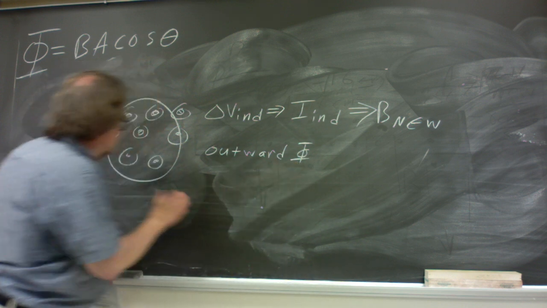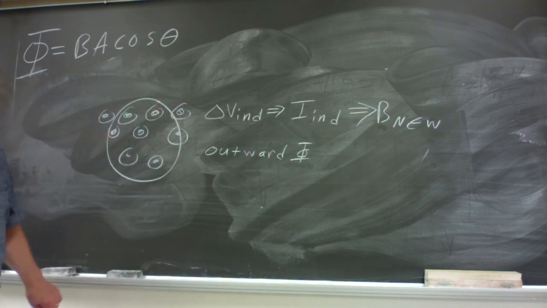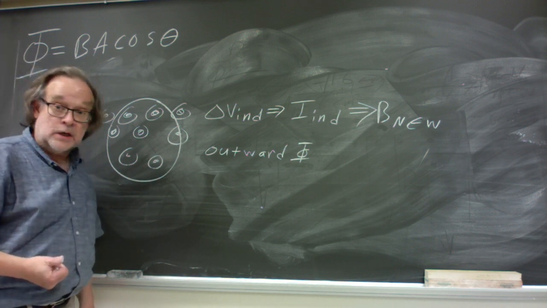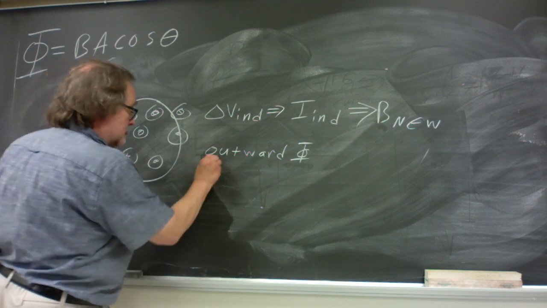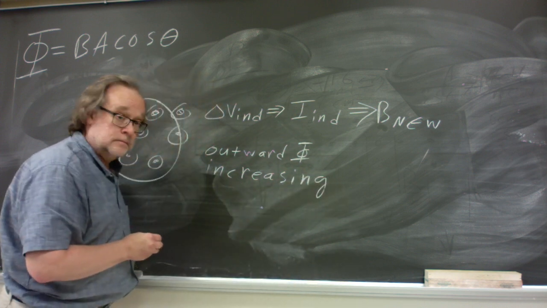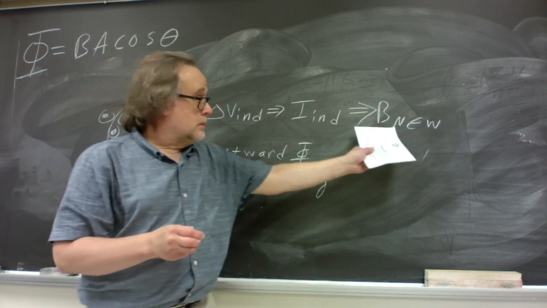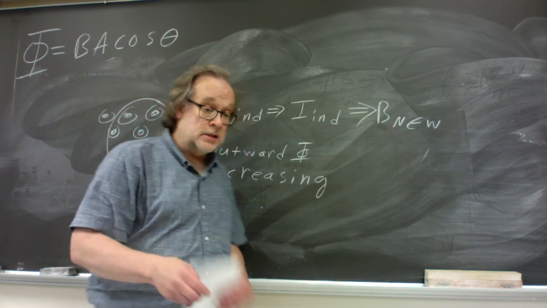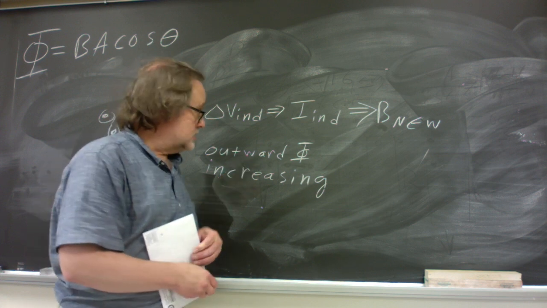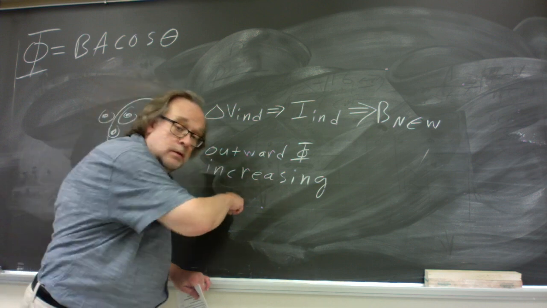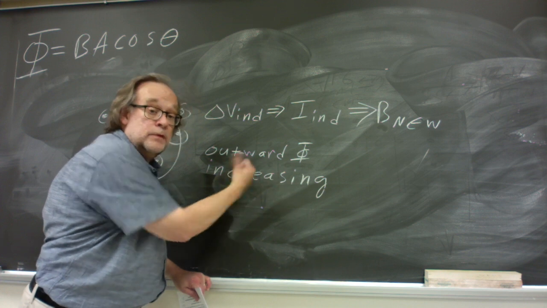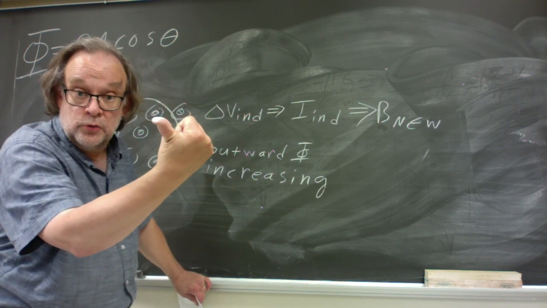Outward flux, just call it outward flux because it comes from field lines flowing outward, flowing out of the plane of the blackboard. Outward flux increasing. So this new field creates new flux, and the new flux has to sort of counteract or undo this change. So the new flux has to point inward in order to counteract or subtract away the increasing flux that flowed this way.